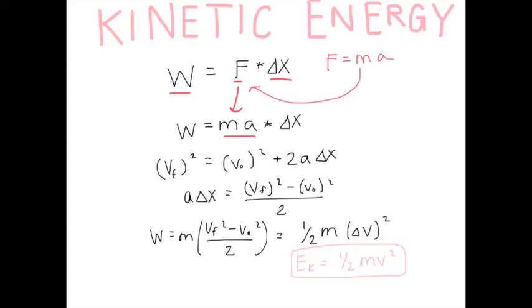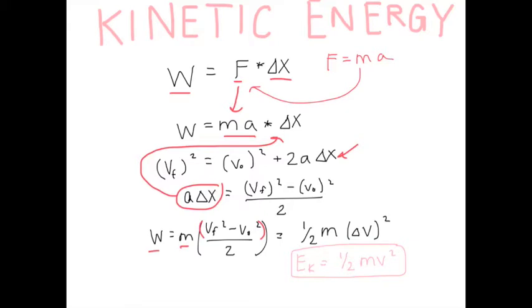We can also go back to this velocity equation, where v final squared equals v initial squared plus 2a delta x. If we isolate the a delta x, and then plug it into this equation, where we also see an a delta x, we get that work equals mass times v final squared minus v initial squared divided by 2. Or in other words, 1/2 mass times the change in velocity, or delta v, squared. So we'll say that the equation for kinetic energy is 1/2 mv squared.